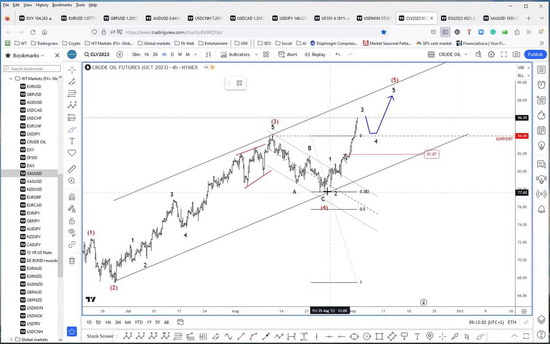And if you look closely here, we have one strong leg in the middle, right? So this, I believe, is wave 3. And if that was wave 3, then this was wave 2. So more upside should come after this pullback.